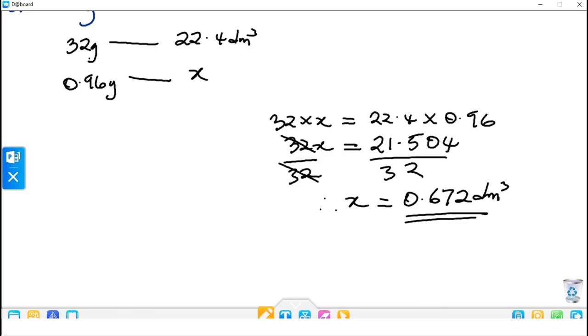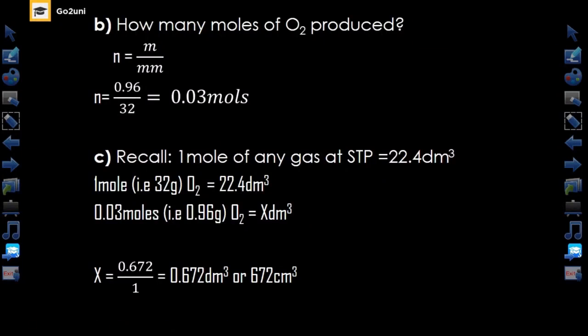So we can see that we are still in line. It is giving us almost the same thing as what we got in the previous example. So if we have 32 grams, which is 1 mole, it gives us 22.4 dm cubed. But 0.96 grams of oxygen will give us 0.672 dm cubed. So that is how to calculate, and that is our final answer. And I told you, if you're asked to take it to cm cube, we simply multiply by 1000. And that will give us our answer in cm cube.